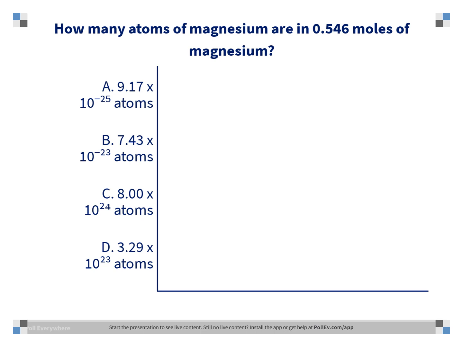We start with the number we're given, 0.546 moles of magnesium. We write a conversion factor with moles of magnesium on the bottom to cancel out, and atoms of magnesium on the top. We fill in Avogadro's number next to atoms. Since it is on top, we are multiplying by Avogadro's number, and we get 3.29 times 10 to the 23 atoms.